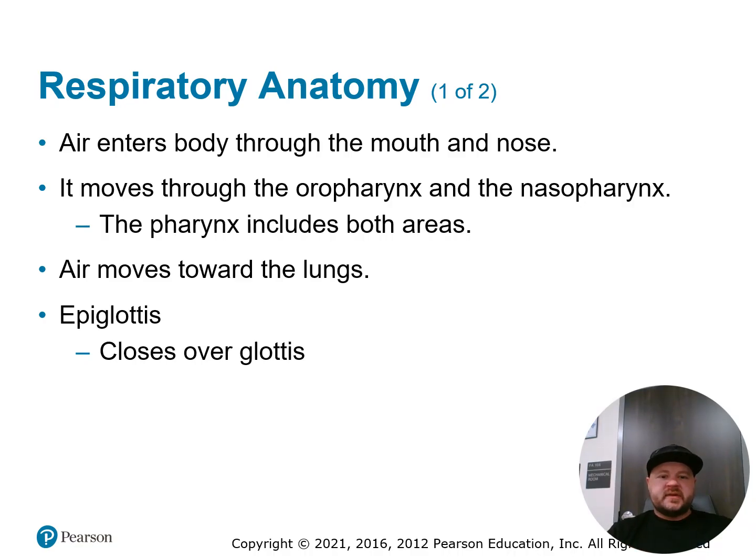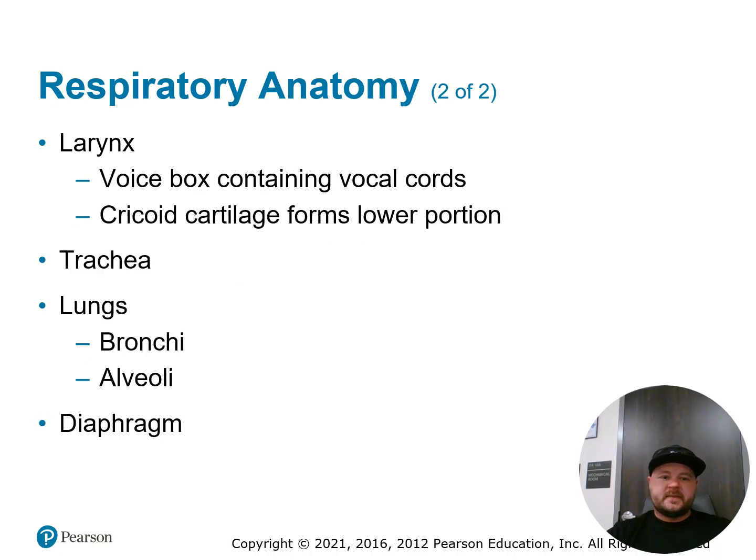Our epiglottis, so that is a small flap of skin toward the base of the tongue, closes over the glottis or the glottic opening if we go to swallow something, so that nothing gets in through our trachea. Beneath the epiglottis, we have the larynx. So that's where our voice box is. It has our vocal cords, and there's some cricoid cartilage that forms over the lower portion, gives that box some protection. And then we enter the trachea.